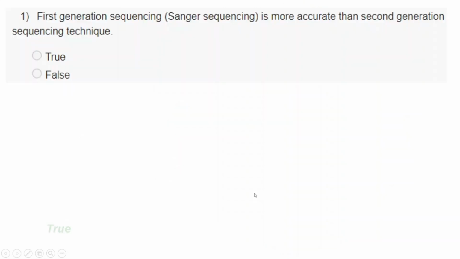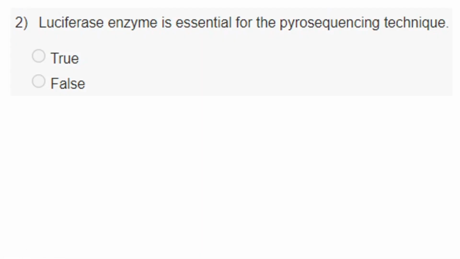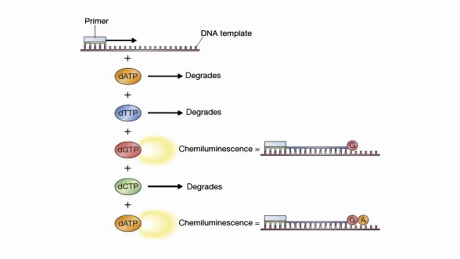Yes. So moving on to the next question: luciferase gene enzyme essential for the pyrosequencing technique. Anyone? True. Yes, correct. So pyrosequencing is basically a method of DNA sequencing that detects light emitted during the sequential addition of nucleotides during the synthesis of a complementary strand of DNA. And it can be used to detect DNA and RNA from almost any source and has applications in bacteria resistance screening, drug development, epigenetics, and many other fields.